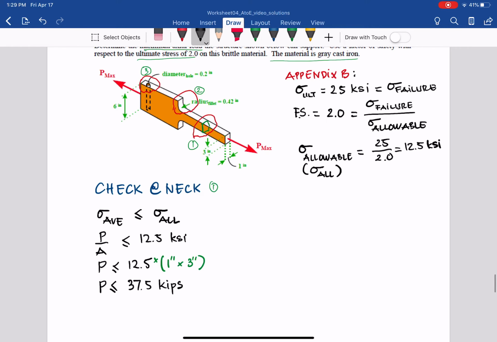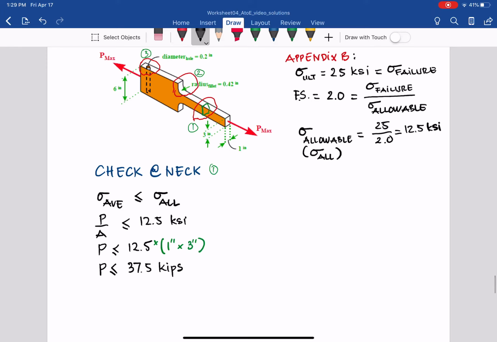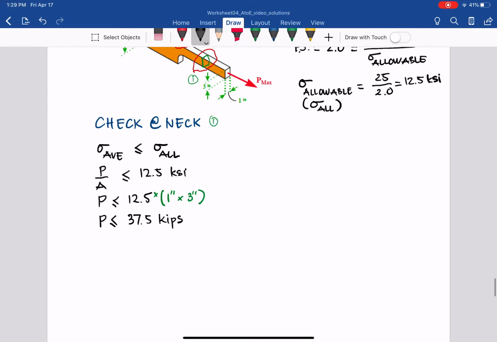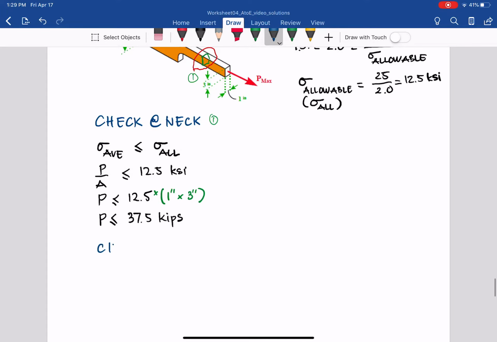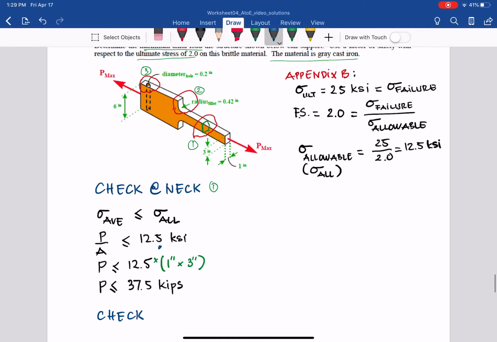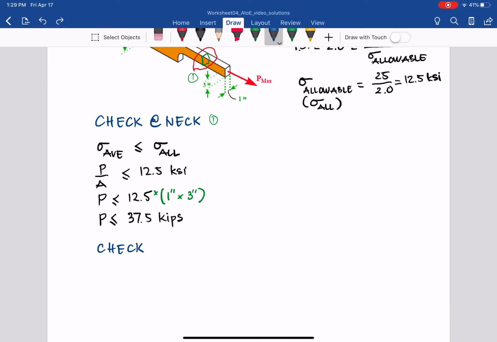Now to check position number 2, which is the fillet. Check at the fillet.